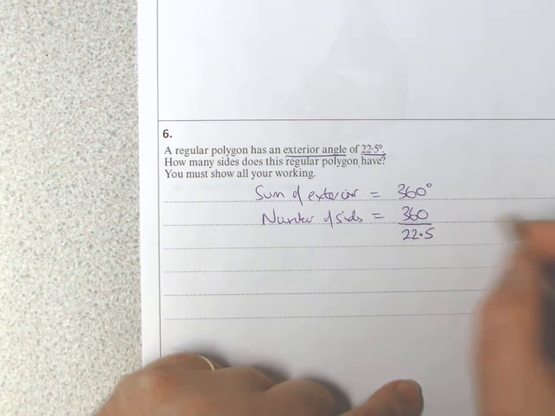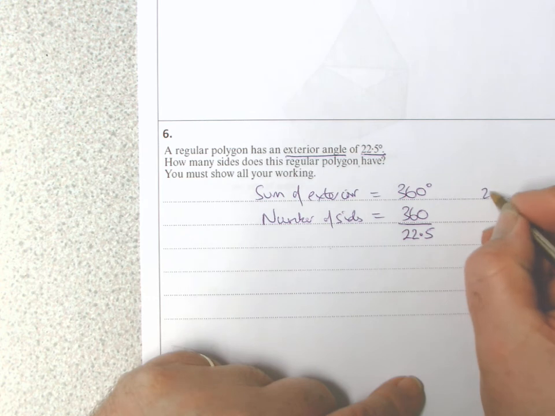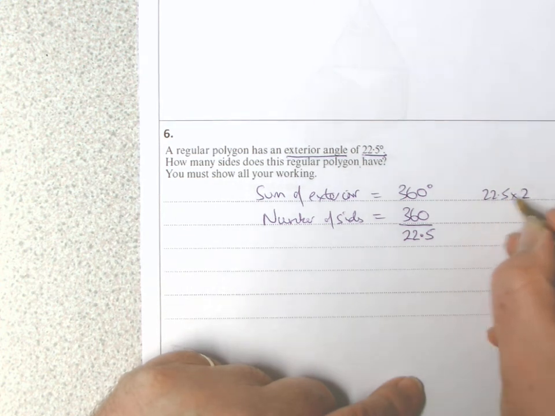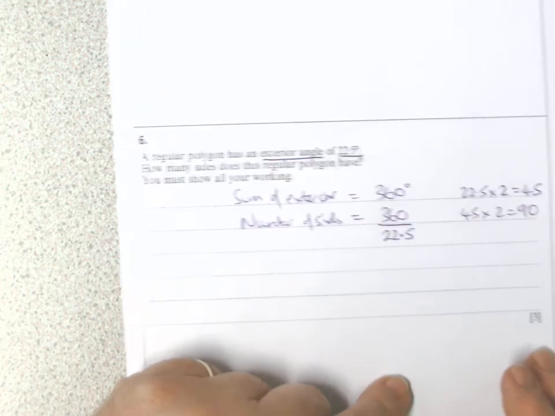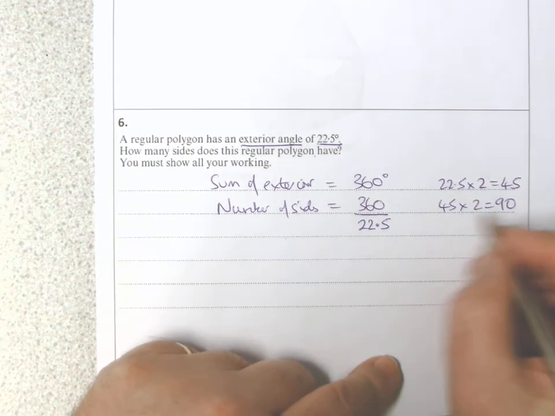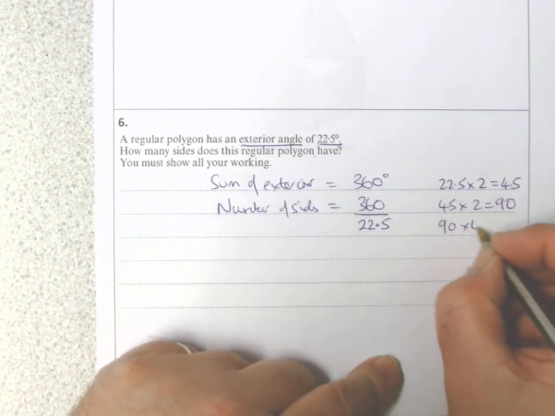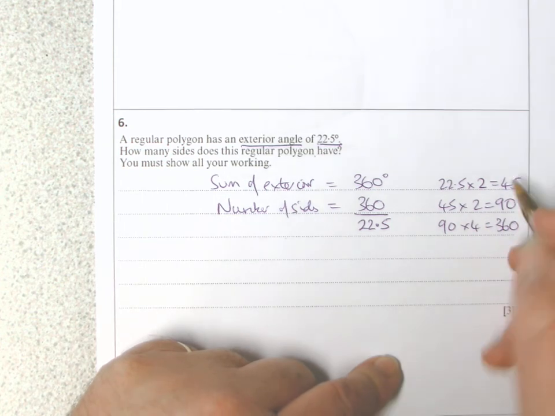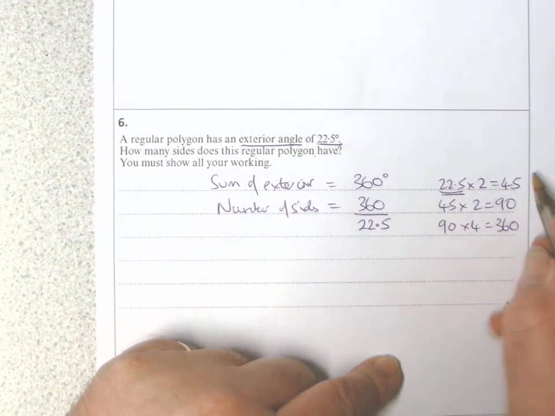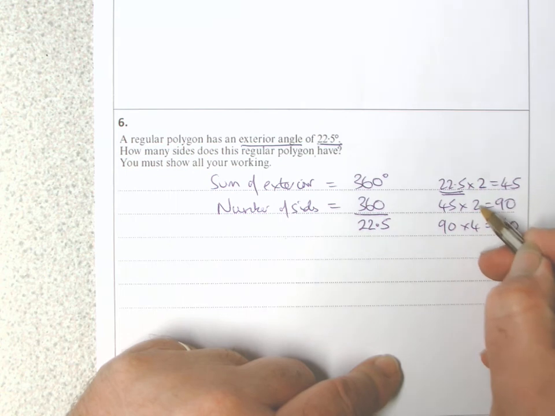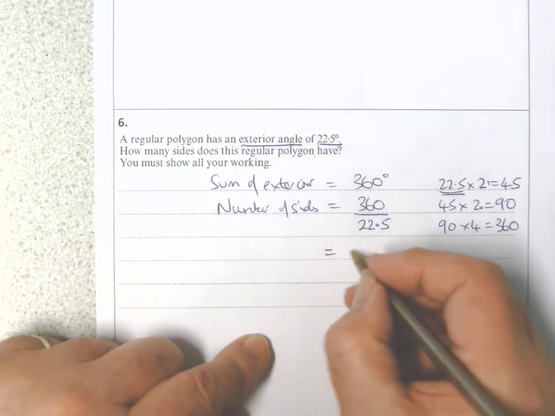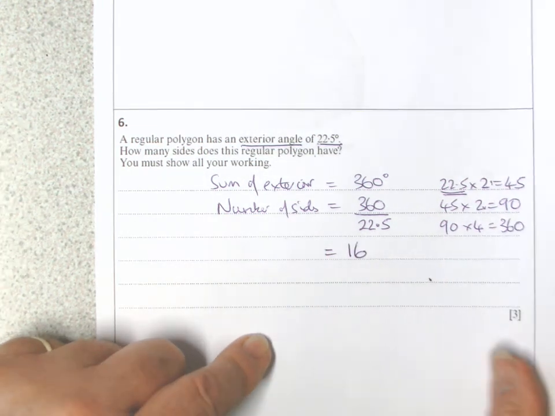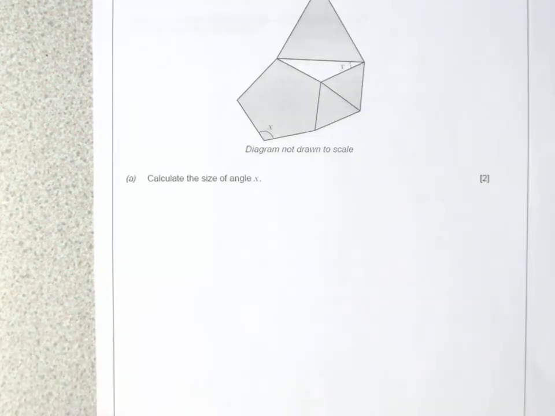22.5. And if we think 22.5 times 2, if I double 22.5, I get 45. And if I double 45, I get 90. And then 4 90s, 90 times 4 is 360. So in effect, I've multiplied 22.5 by 2, then by another 2, and then by 4. So that's 2 times 2 is 4, 4 4s are 16. That's a 16-sided polygon.